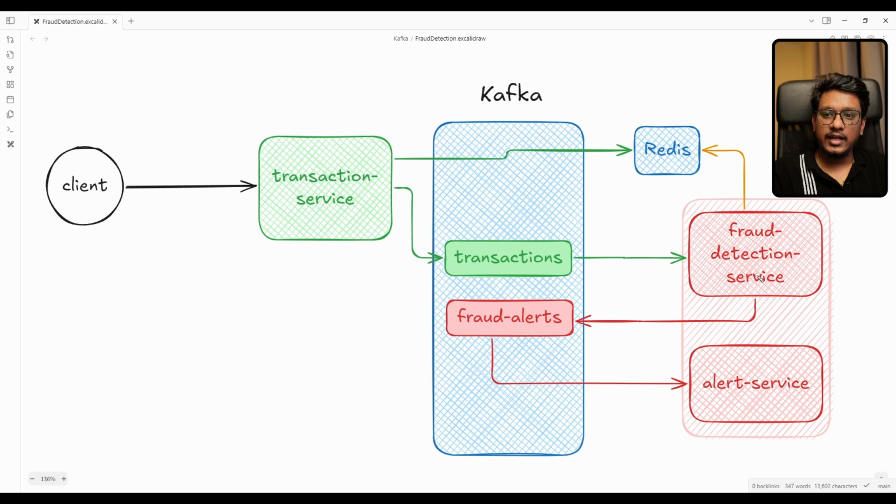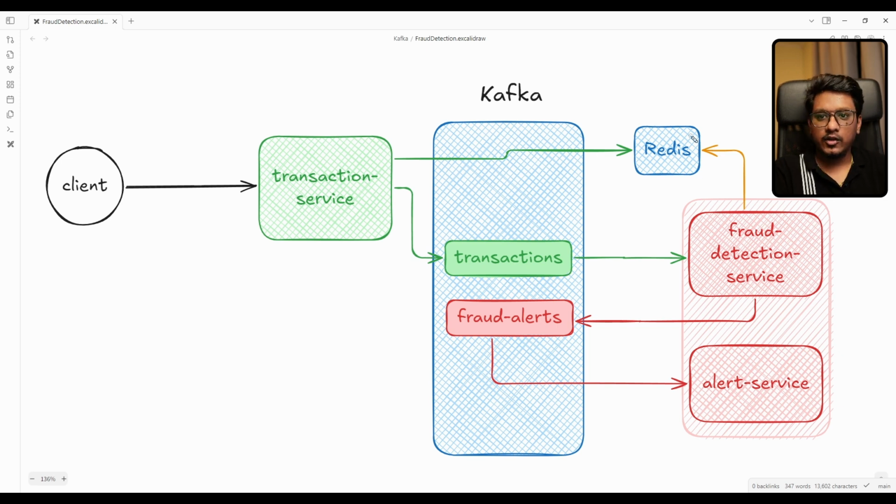If this fraud detection service detects any fraud, it will send an alert message into the fraud alerts topic. And we have a separate, independent service, which is the alert service, that basically just consumes from this topic. Assume that this alert service can send an email, SMS or an OTP just as an extra check or validation.